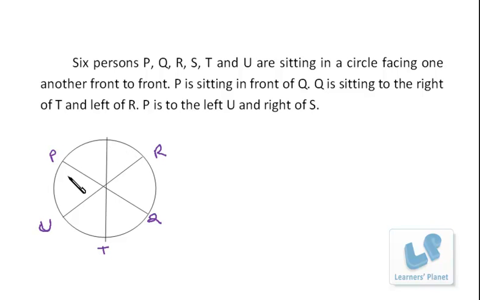Okay. And the remaining person, that is P, Q, R, U, T, S is the remaining person. So S will be sitting over here. So P is to the left of U and right of S. Now the arrangement is completed. Now, based on this arrangement, we have to answer four questions.